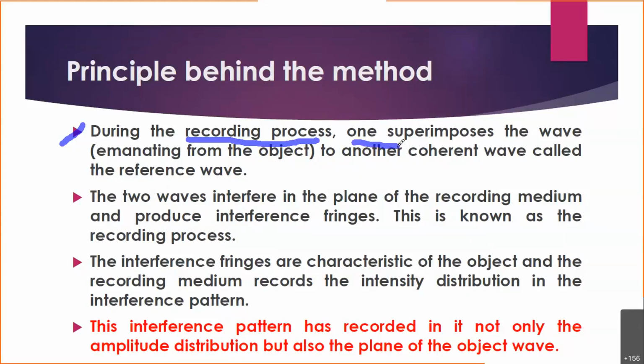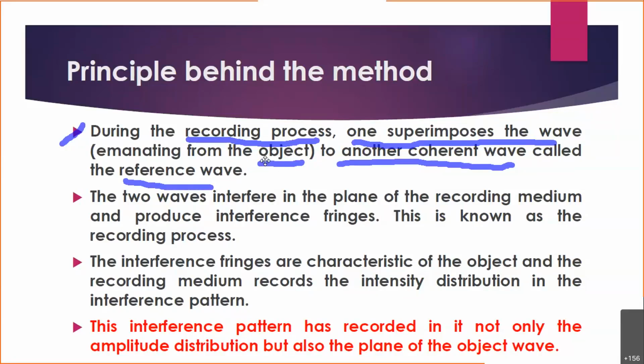Look here: one wave is superimposed on another wave called the reference wave. As I said, for interference you require two waves, so they are classified as the object wave and the reference wave. Let me explain: a reference wave is taken directly from a source, and the object wave is the wave coming out from, or emitted by, the object.